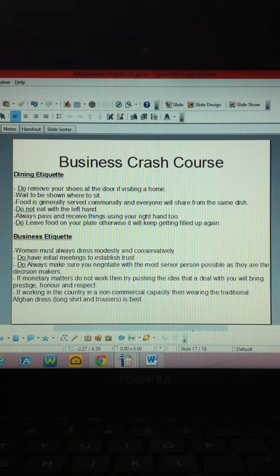Business etiquette. Women must always dress modestly and conservatively. Do have initial meetings to establish trust. Do always make sure you negotiate with the most senior person possible, as they are the decision makers. If monetary matters do not work, as far as negotiation, try pushing the idea that the deal with you would bring prestige, honor, and respect. If working in the country in a non-commercial capacity, then wearing the traditional Afghan dress, which is a long shirt and trousers, is best.